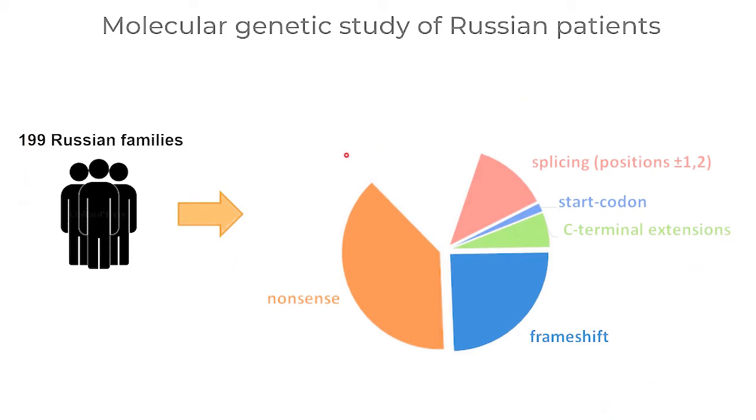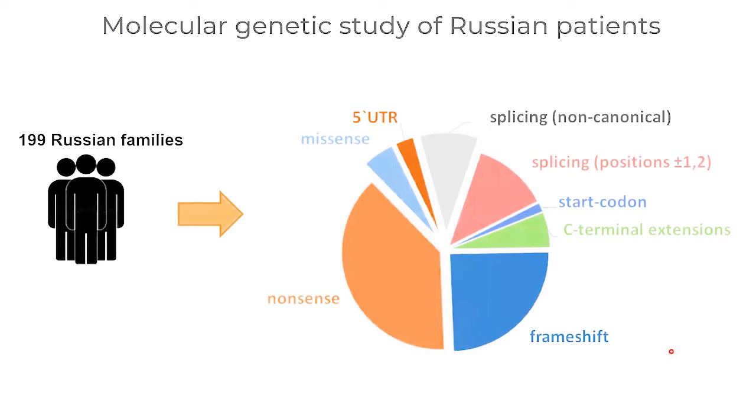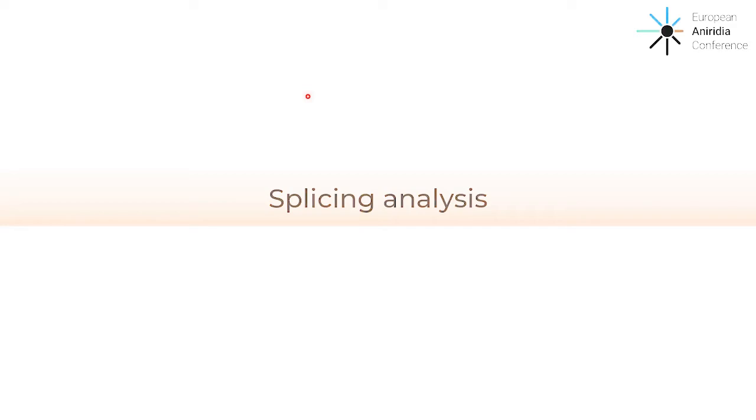A previously conducted molecular genetics study of a large cohort of Russian patients with congenital Aniridia revealed a typical distribution of variants in the PAX6 gene with the predominance of loss-of-function variants. But in the present study, we focused on three particular groups of variants whose pathogenicity was not obvious and required an experimental investigation. The first group of our interest is splice variants.